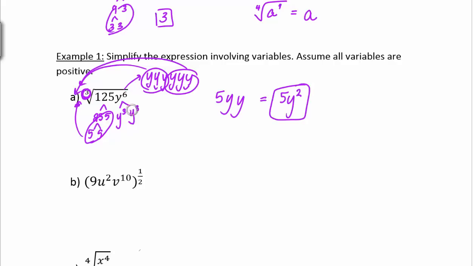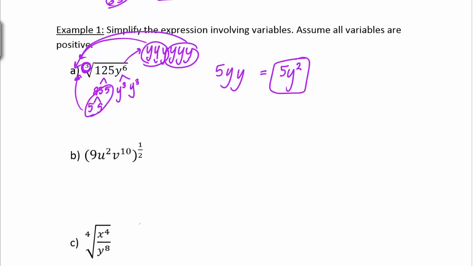And you can think about this y to the 6th in any way you want. You can write it out 6 times, or think about how many groups of 3 you can get, right? 3 goes into 6 2 times.